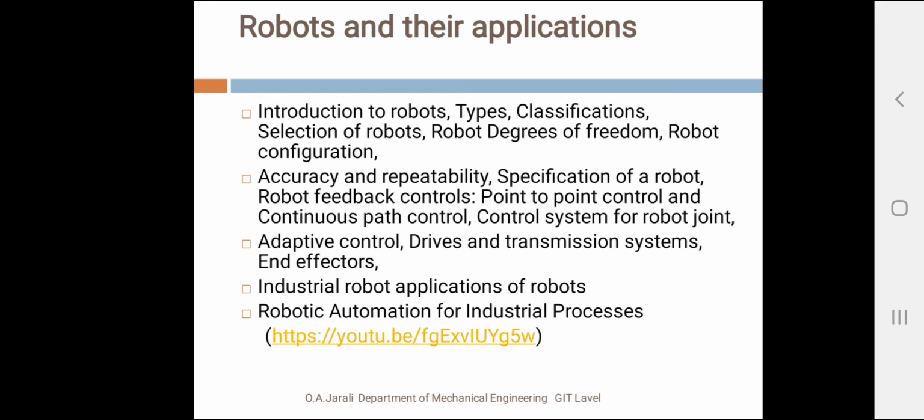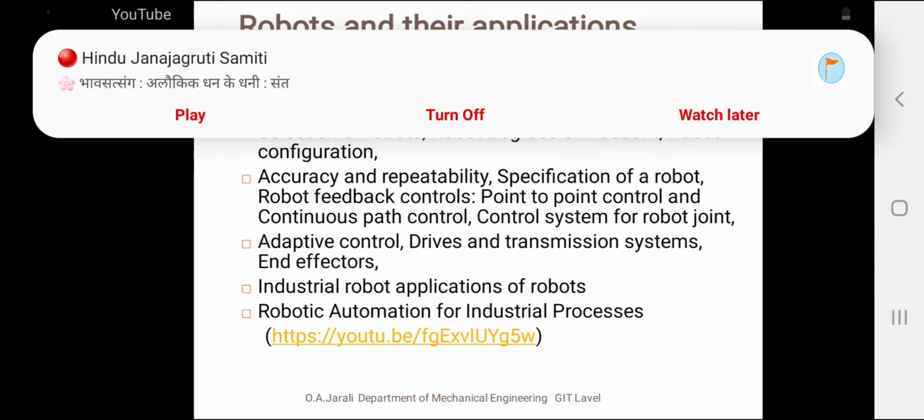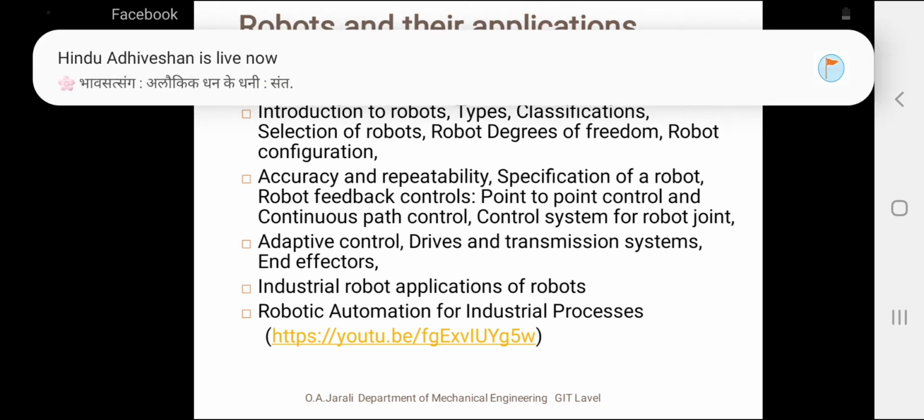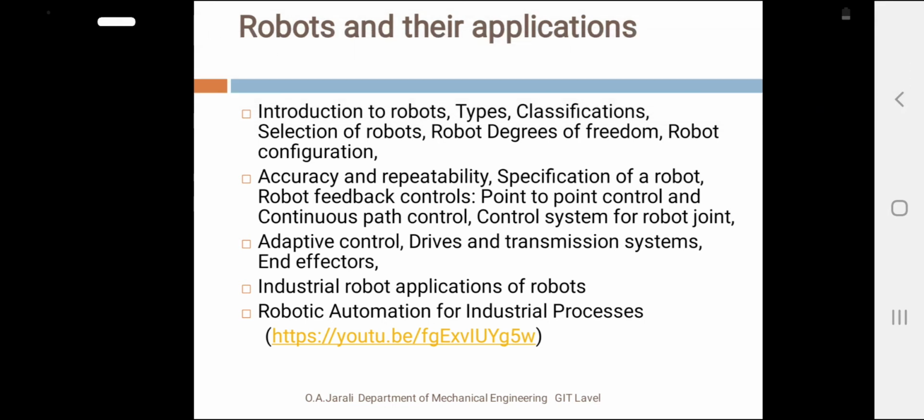So what is a robot? It is a machine. It is a humanoid machine, fully replacing human beings. But it is a machine. It is a programmable machine. So we will discuss introduction of robots, types and classification of robots, then selection of robots, then robot degrees of freedom, robot configuration, and some characteristics, that is accuracy and repeatability.